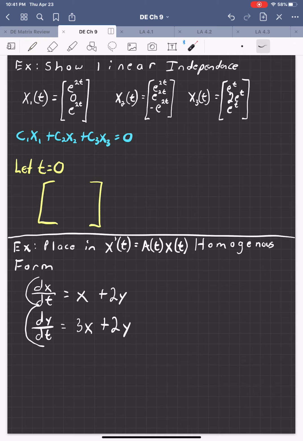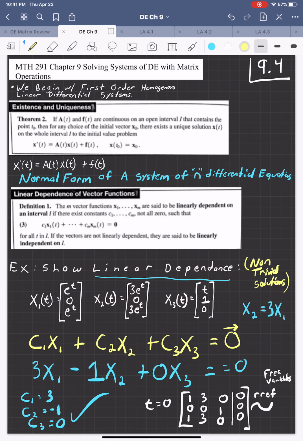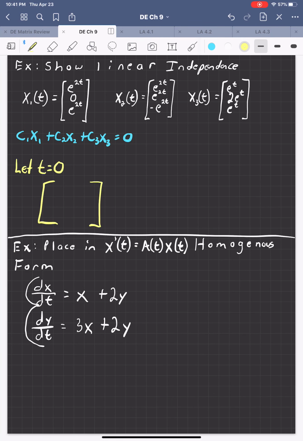Okay, so what I'm doing now is plugging in 0 for t for every single one, and these are going to make up the column. So let's start with the first column. We'd have e to the 0, so this would be 1, 0, 1. And this would be 1, 1, and negative 1. And then we would have 1, now 2 times 1, so that's 2, and then 1.